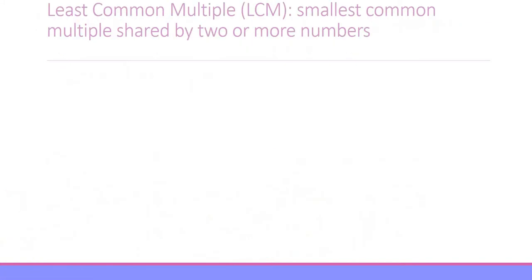Okay, least common multiple. This is the smallest common multiple shared by 2 or more numbers. So again, looking at my original problem, we'll do another one as well. My least common multiple is the first multiple in the list that I run across, the smallest of these multiple numbers. Let's try another pair.